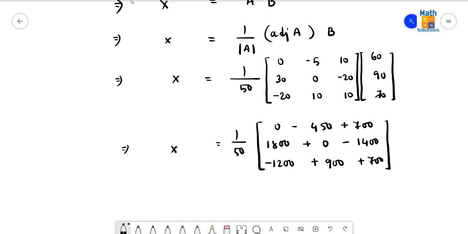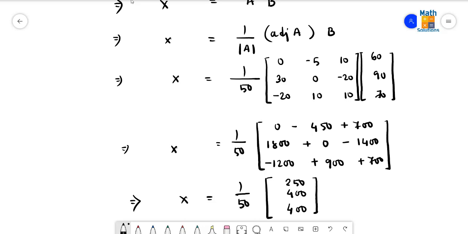Let's check what we get. X will be equal to 1 by 50, and here I get 700 minus 500 will be 200. Here in this case 250. So we shall get here 250. Then here in this case it is 400. Then again on this part it is 400.